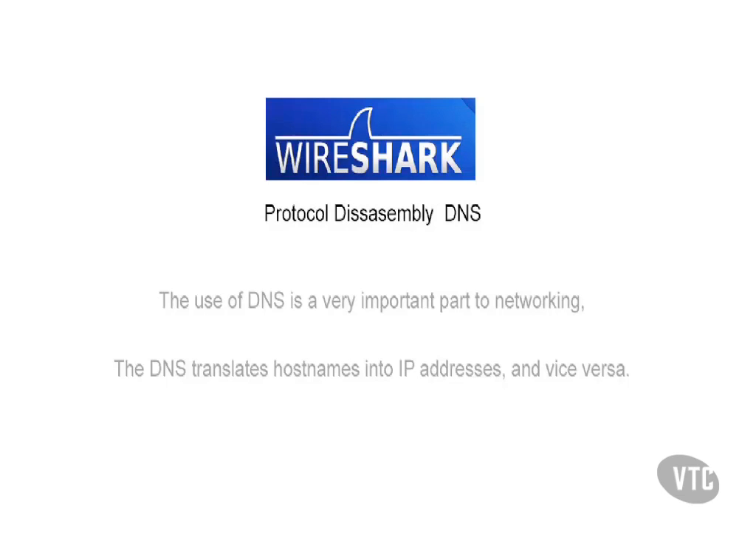The use of DNS is a very important part of networking. The DNS translates host names into IP addresses and vice versa. Think of the DNS as your home postcode. We as people have no idea where all of these postcodes go to, but the post office does. This translation is what DNS does for us on a network.